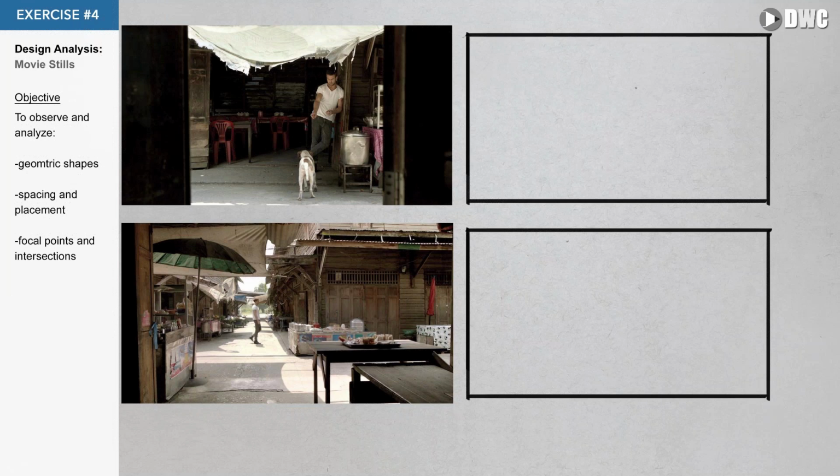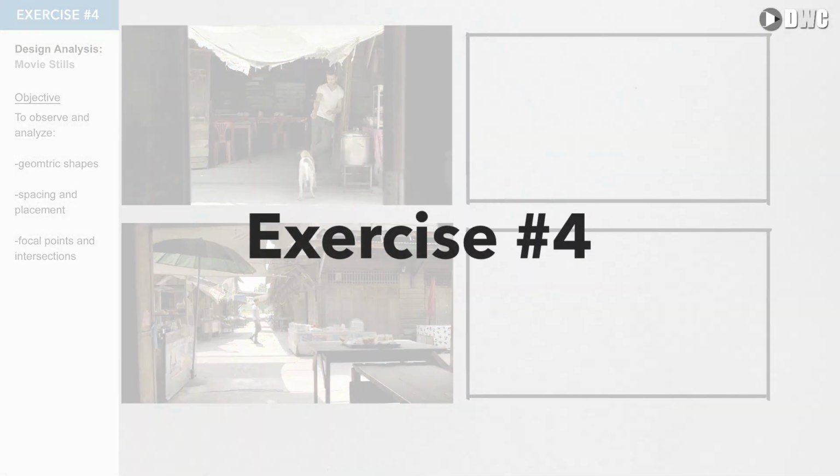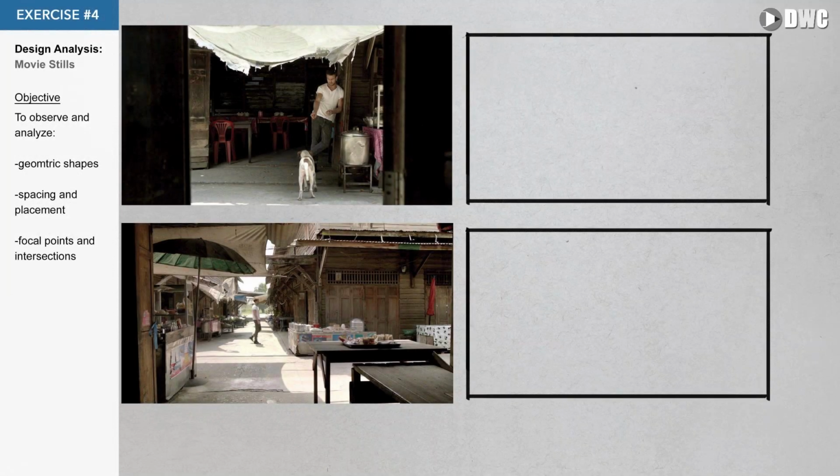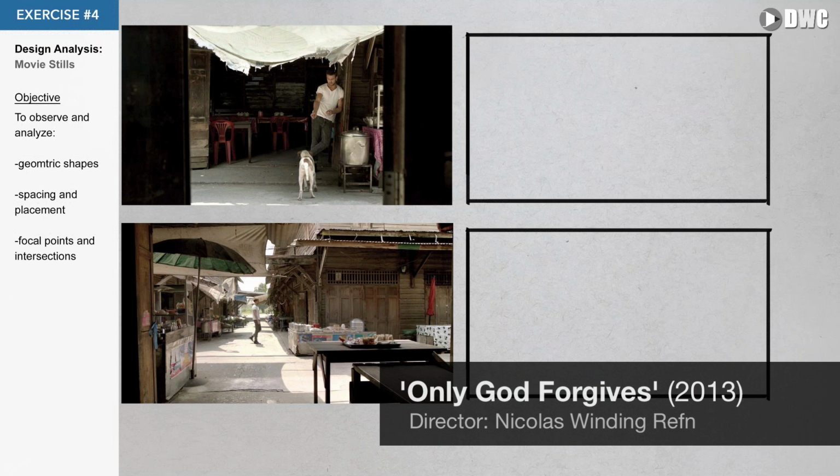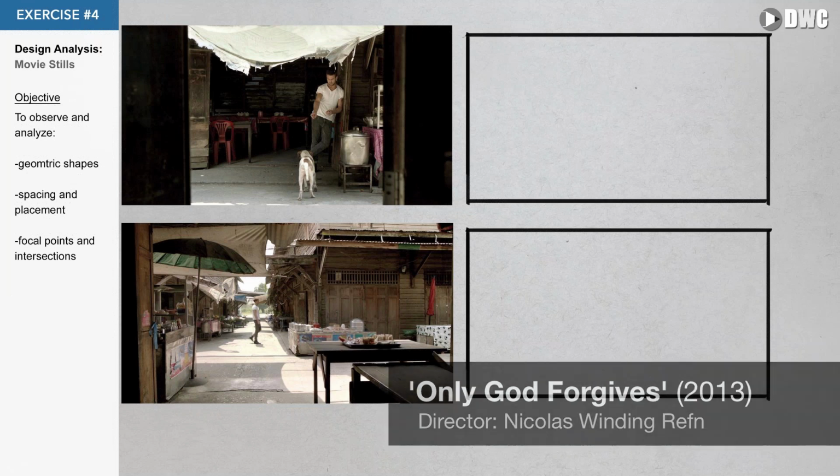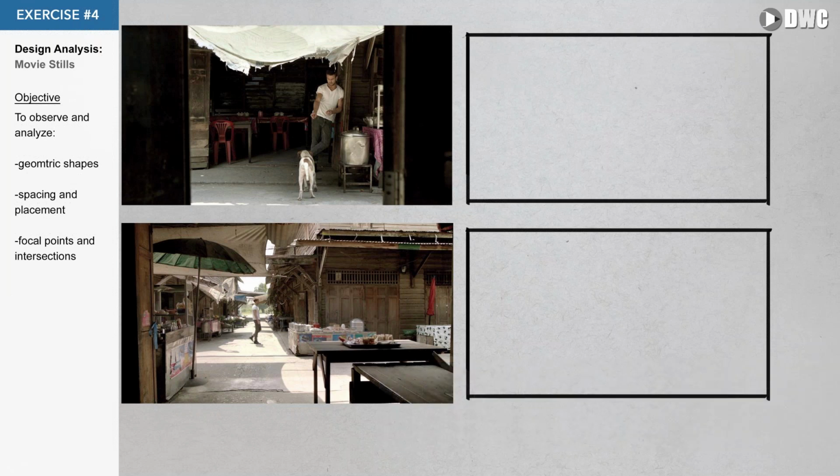Okay, exercise number 4. We're going to do a similar design analysis, but we're going to use movie stills. These are stills from a movie called Only God Forgives. Comment below if you have heard of this movie or seen this movie. The cinematographer is absolutely spectacular. His name is Nicholas Winding Refn, I believe. All of his movies are just incredible, the photography and the composition is incredible. So he's great to study.